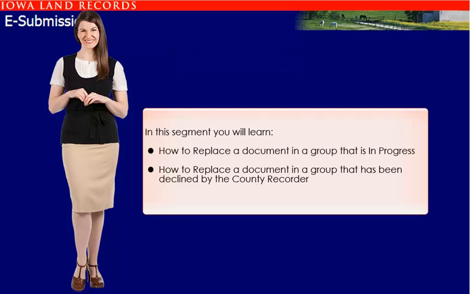In this segment you will learn how to replace a document in a group that is in progress, and how to replace a document in a group that has been declined by the county recorder.